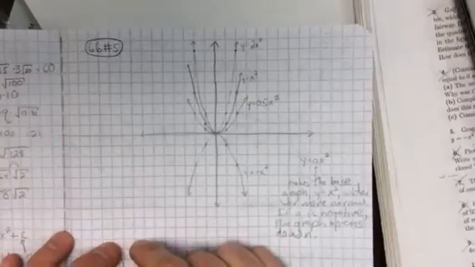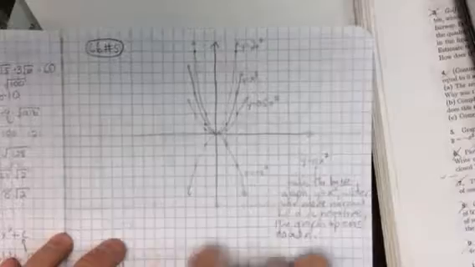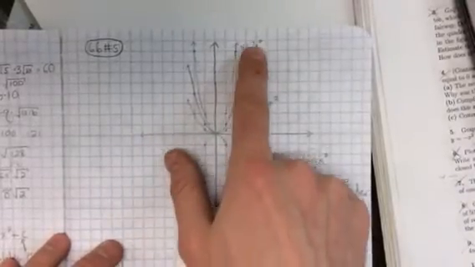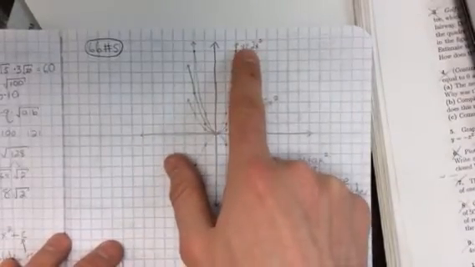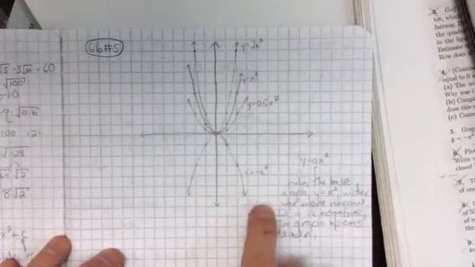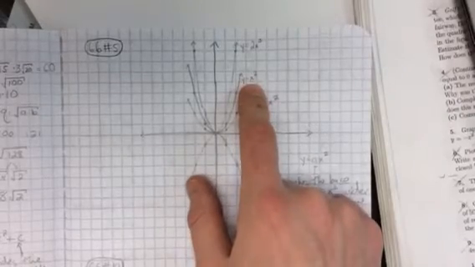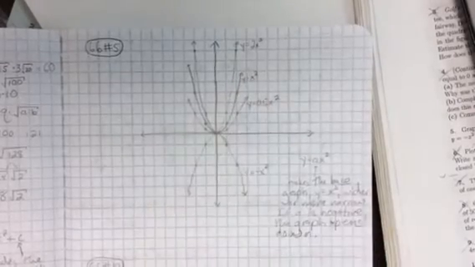This problem is very similar to the last, except instead of changing the plus c thing at the end, we're changing the number that's being multiplied by the x squared. So in this case, it's 2 times x squared. In this case, it's 0.5 times x squared. In this case, it's negative 1 times x squared. And then we have the base graph of just x squared here.